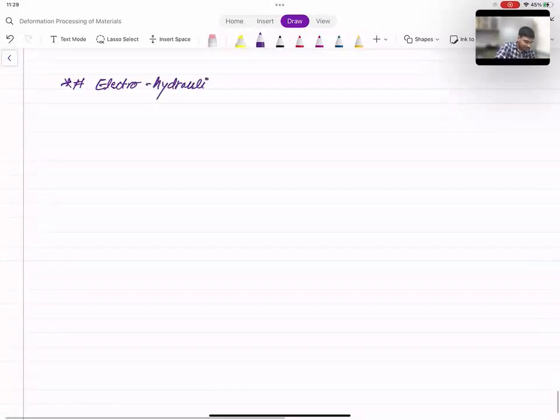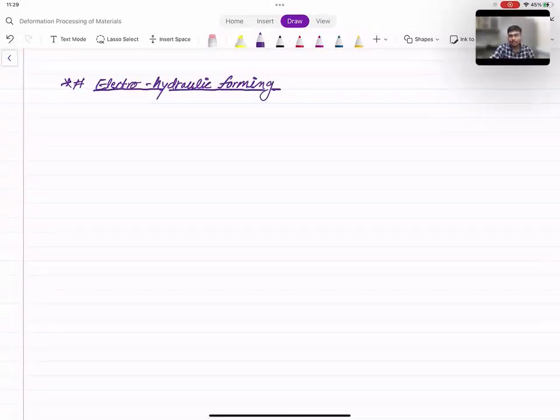Electro-hydraulic forming. In this process, the concept of shock wave is utilized to form the sheet metals or materials. So basically, we'll see in the schematic, the blank is kept over the die, and again there is sometimes a medium provided for the transmittance of shock waves, and shock waves are created with the help of electrodes through sparks, and they propagate and reach the blank and deform it severely.